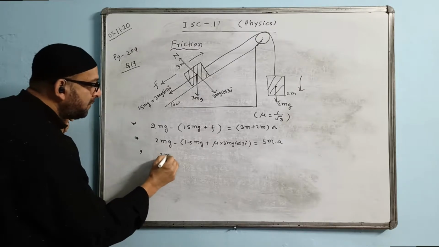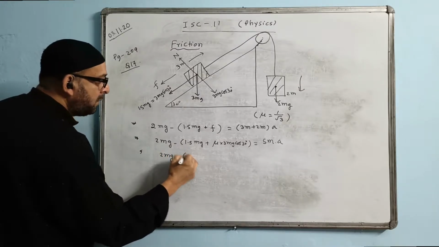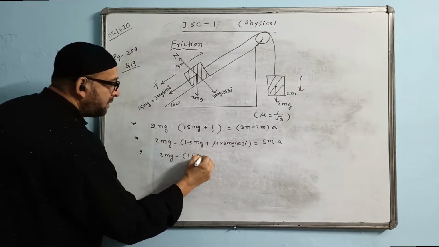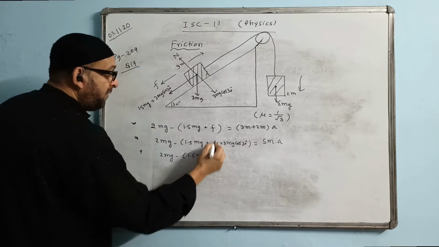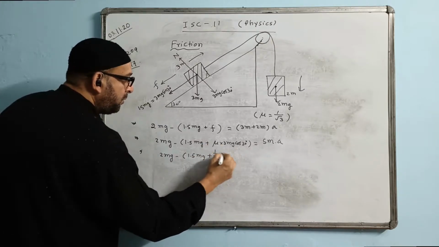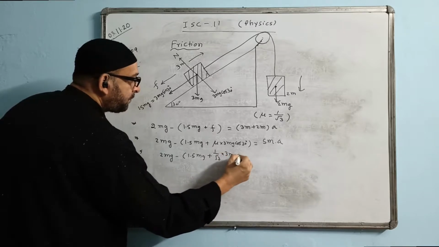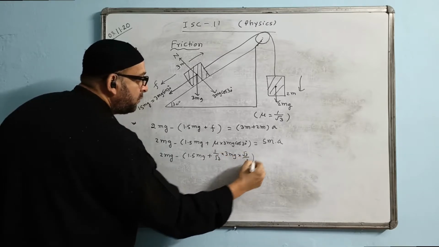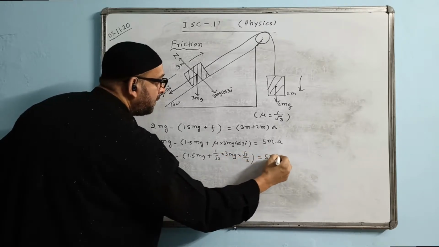The g value we will keep the same, we will not put the value of g for the time being, just keep mg. The value of mu is given as 1 by root 3. I put 3 mg, cos 30 is root 3 by 2, equal to 5 ma.